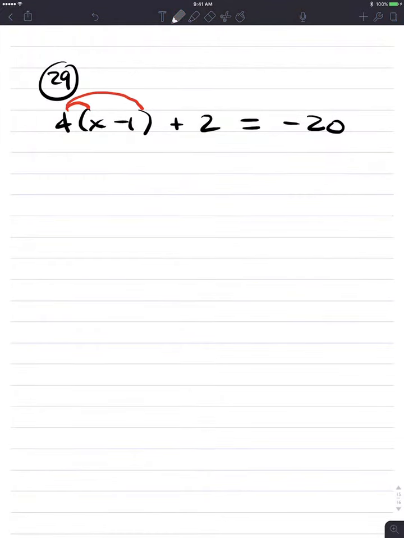Number 29: 4 times x minus 1, plus 2, is negative 20. We're going to need to use our distributive property to get rid of our parentheses. So 4 times x is 4x. 4 times negative 1 is negative 4, plus 2 is negative 20.